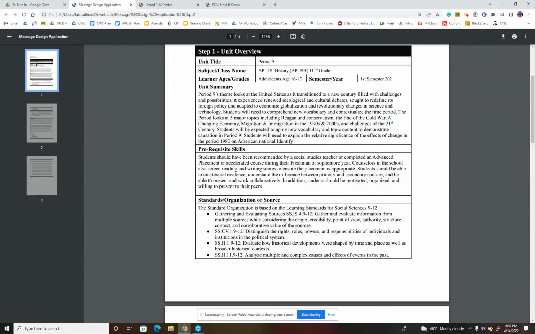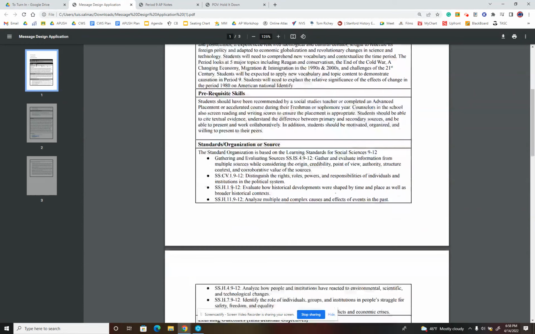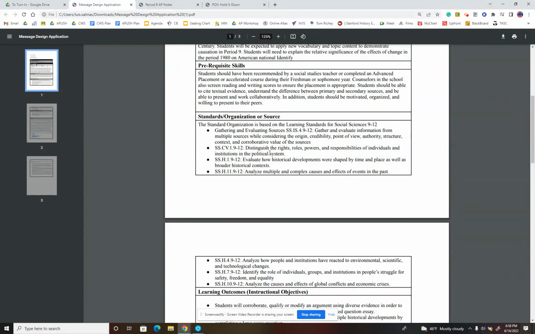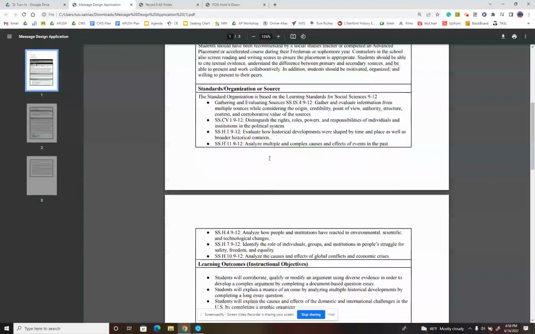Something students should be able to do by the time they get to their junior year with an AP course is cite textual evidence, understand differences between primary and secondary sources, and work with other people collaboratively. That means sometimes they have to work in groups and make sure they are able to divide responsibilities. Finally, it also helps to be motivated, very organized, and willing to present to their peers.